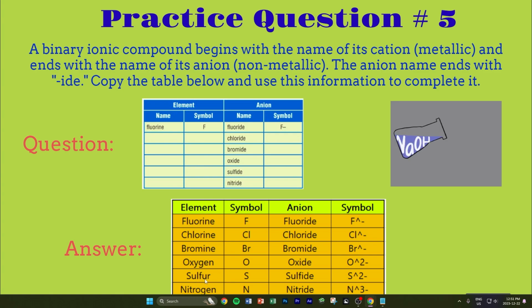And the same thing for sulfur. And for nitrogen, that means it's looking for 3 more in the outer shell. So once it gains those 3, then it's going to become nitrogen 3-. So this is the answer for practice question number 5.